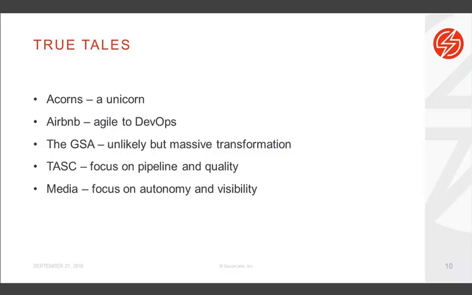So you can't ever have the argument that organizations aren't. Very similarly is Task. It's an insurance organization, it's traditionally slow moving, but they've embraced DevOps. And what I like about them is that they focused a lot on the pipeline.